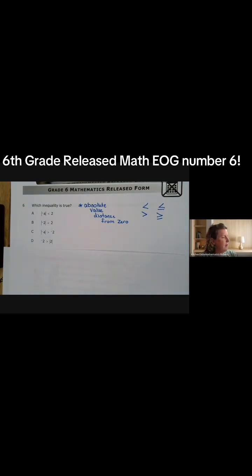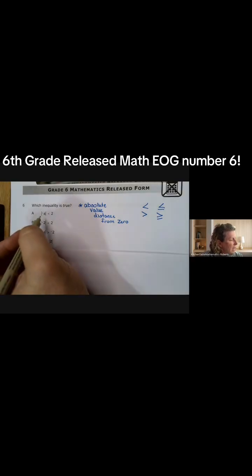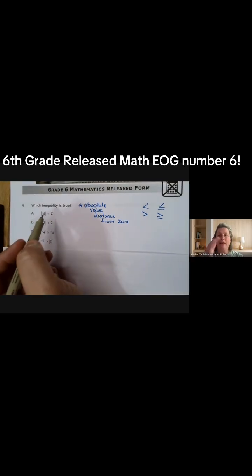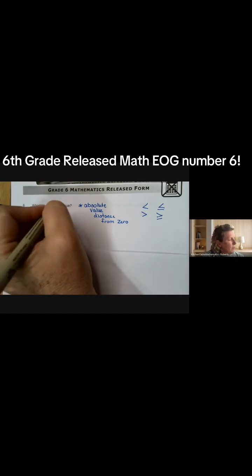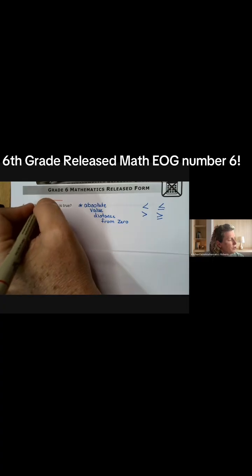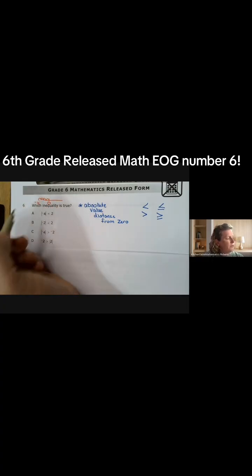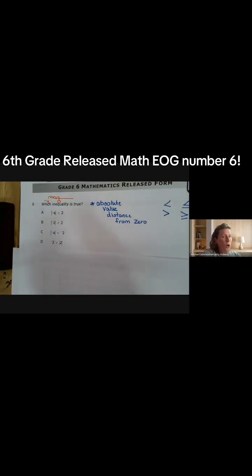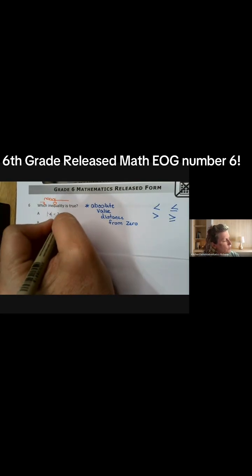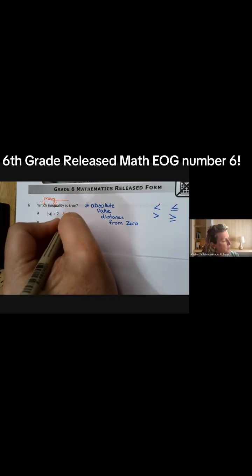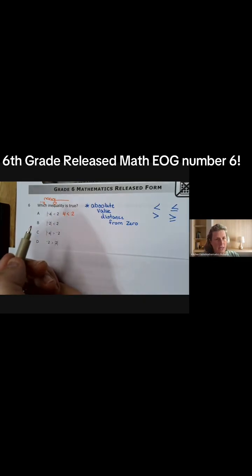We have the absolute value of -4. The -4 is 4 units from 0. In other words, if we had a number line, we had 0, -4 would be 1, 2, 3, 4 units from 0. That's what we're talking about when we're talking about distance from 0. So the absolute value of -4 is going to be 4 units. So that would end up being 4 is less than 2.